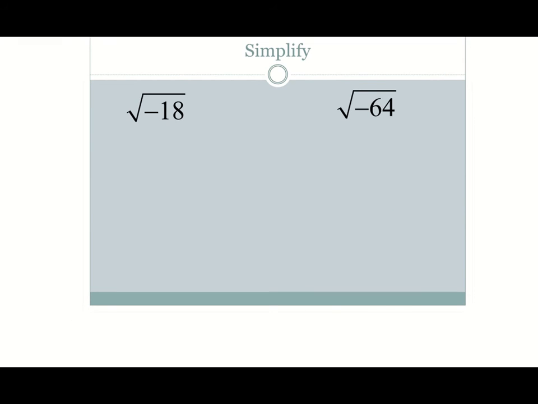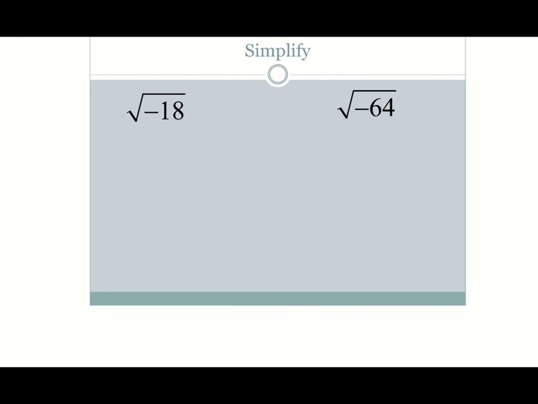So the last thing for this unit is simplify these radicals. So I have the square root of -18 and the square root of -64. Back in prior units, we always said, well, these are no solution. Well, now we have our imaginary unit of i that we can use to actually solve these. So I'm going to do the square root of negative 64 first.